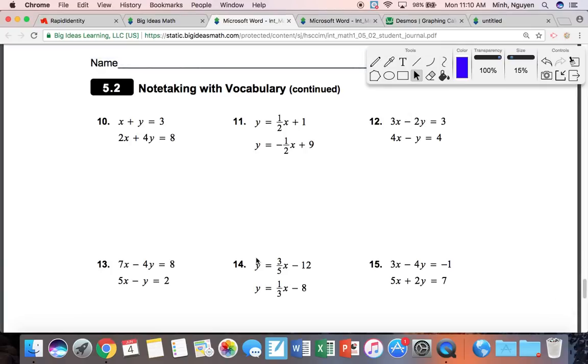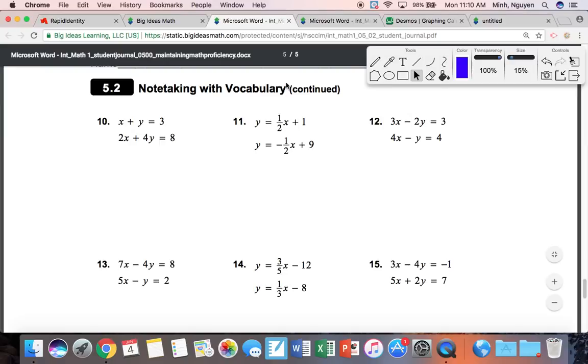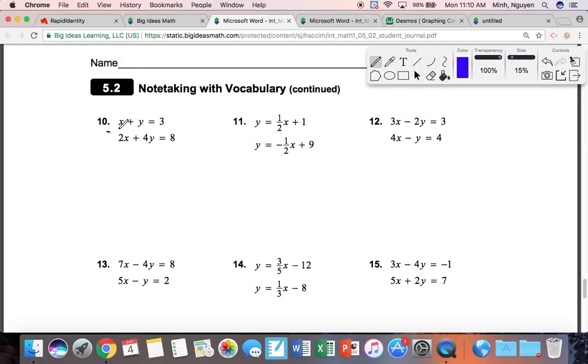Here, it gets a little bit harder at number 10 because nothing is by itself. So here's what I will do. I will make y by itself. Going back to step 1, it says to solve either of the equations for a variable. Here I'm choosing to solve for y. So I'll say 2x plus 4 times 3 minus x equals 8.